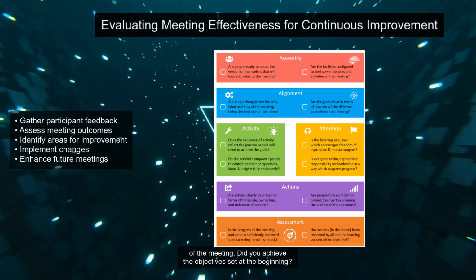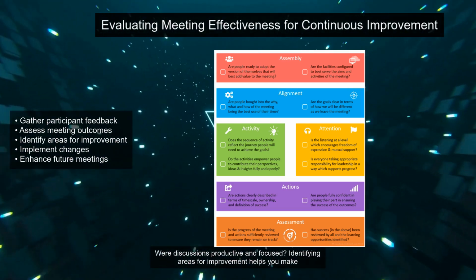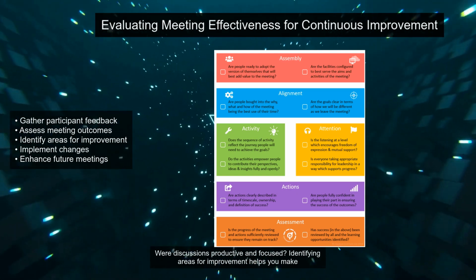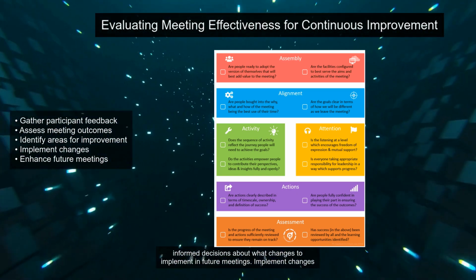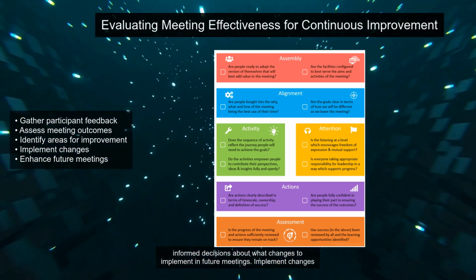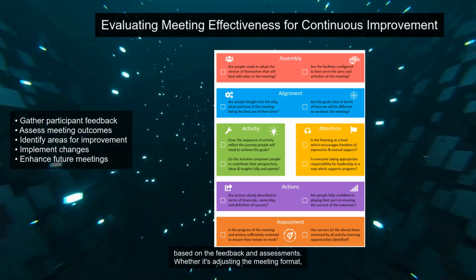Assess the outcomes of the meeting. Did you achieve the objectives set at the beginning? Were discussions productive and focused? Identifying areas for improvement helps you make informed decisions about what changes to implement in future meetings.